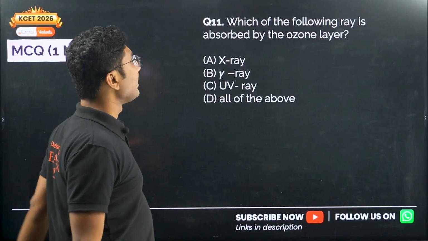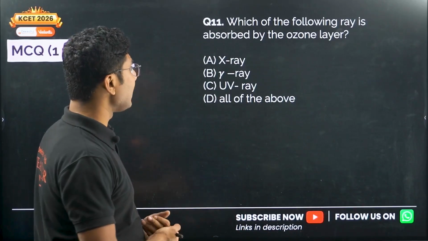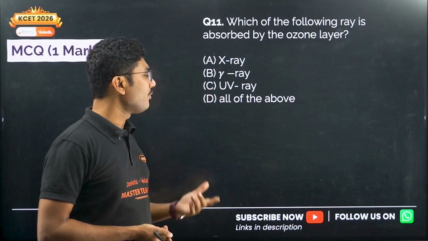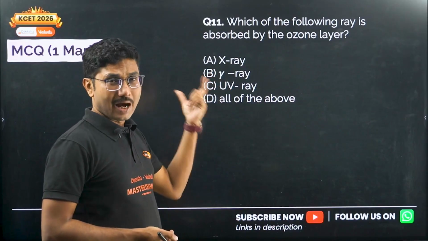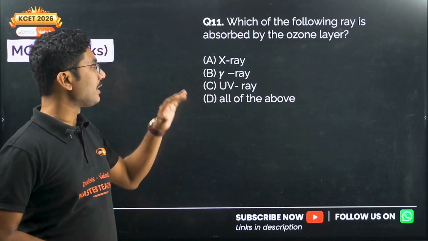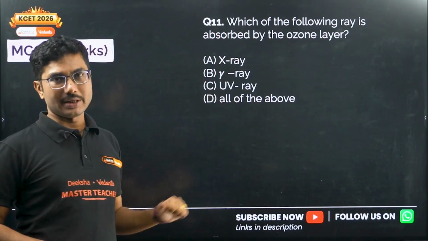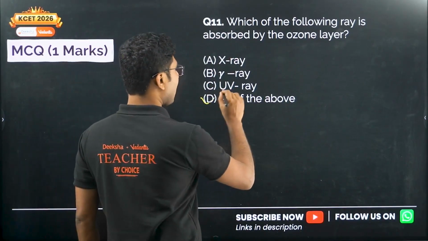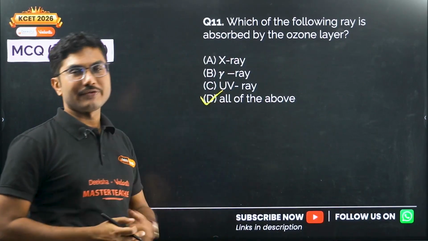Next, which of the following ray is absorbed by the ozone layer? So ozone layer absorbs X-ray, gamma ray, UV ray, everything is absorbed. Not only UV ray, they also absorb X-ray and gamma ray. All of the above is absorbed by the ozone layer. That's why it is very, very essential.